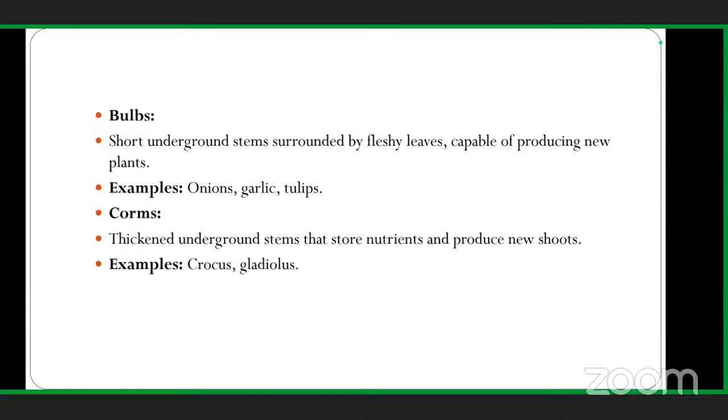So today you will do one thing. In Google, you will search all these terms and see the examples. What are bulbs? What are corms? If you see the picture, I think you have seen onion. So this is a very straightforward example of bulbs.